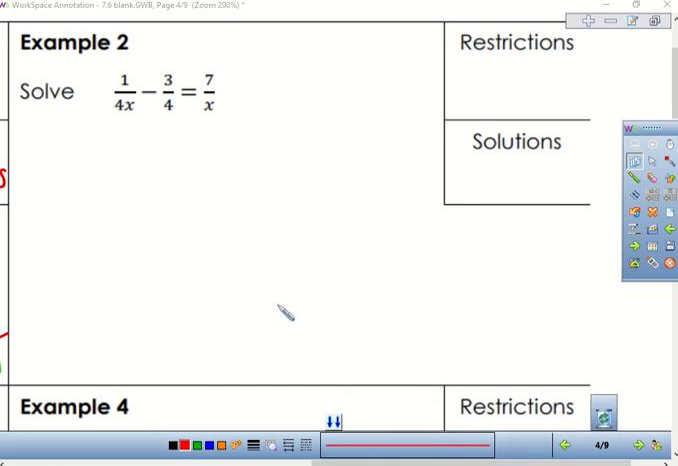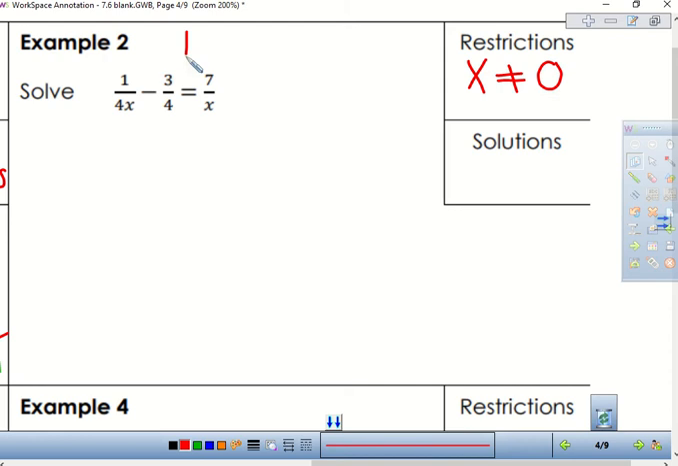So now we're going to move on to example 2. First thing we do is look at it and see if it needs factoring. What do you think? No, it doesn't need any factoring. So then we're going to see if we can identify the restrictions. So what do you think here? Are there any restrictions? Good. X cannot be 0 because that will give me a 0 in 2 of my denominators, which is bad.